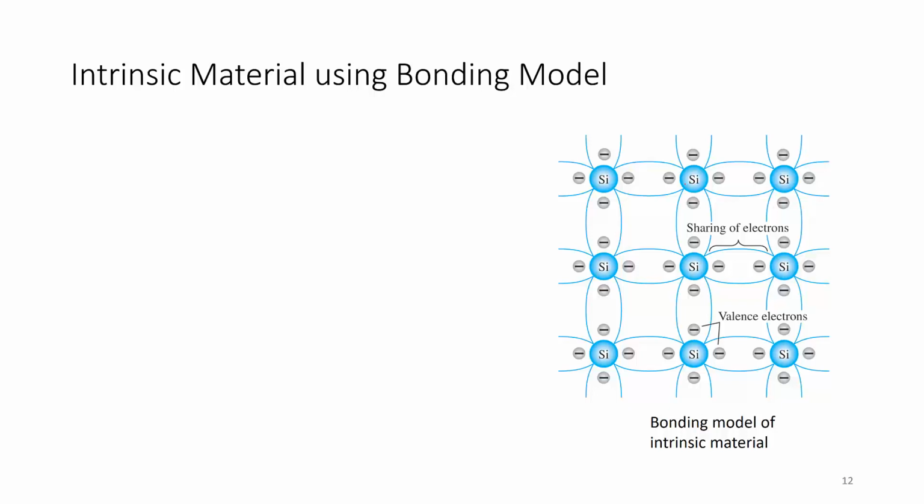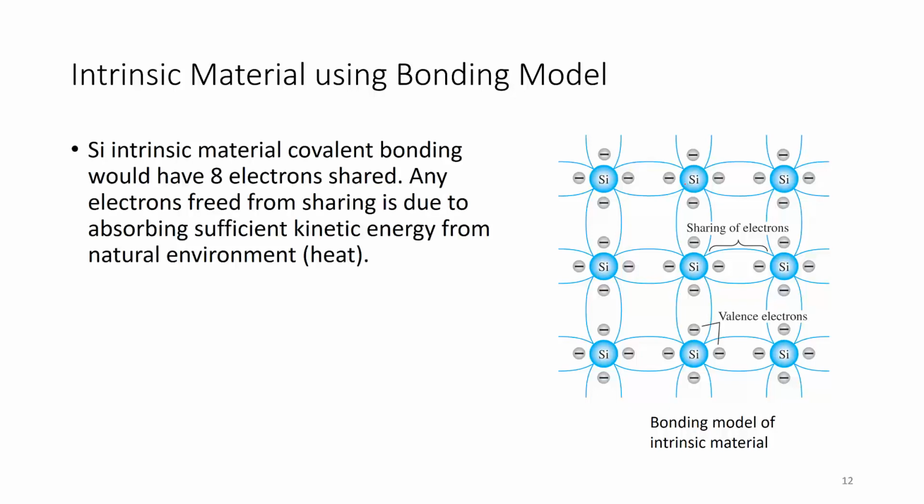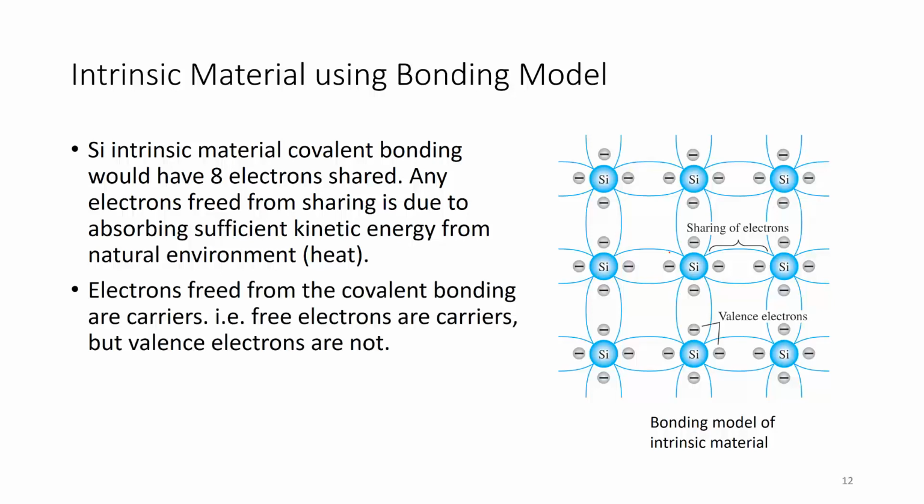So this is the bonding model of an intrinsic silicon material. Intrinsic silicon covalent bonding would have 8 electrons shared. Any electrons freed from sharing are freed due to absorbing sufficient kinetic energy from the natural environment, such as heat. So these electrons here can be freed just by absorbing sufficient kinetic energy from heat, from the natural environment. Electrons freed from covalent bonding are carriers. These are what you call carriers. Free electrons are carriers, but valence electrons are not.